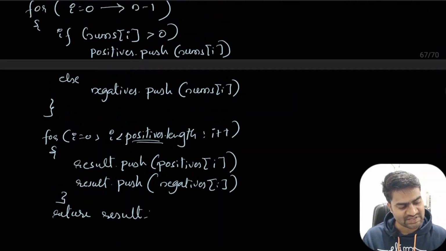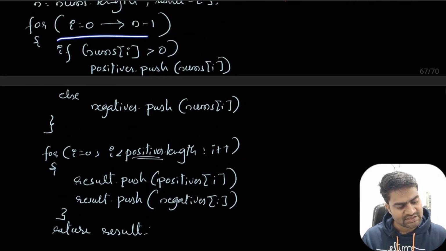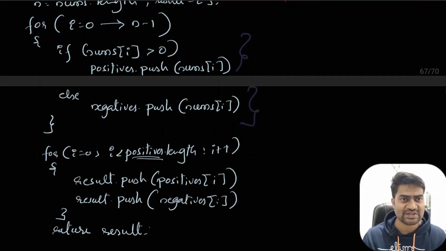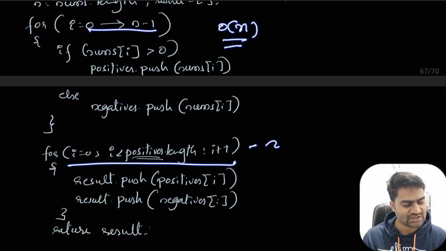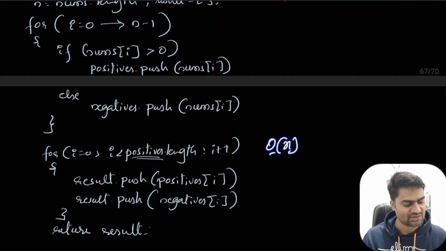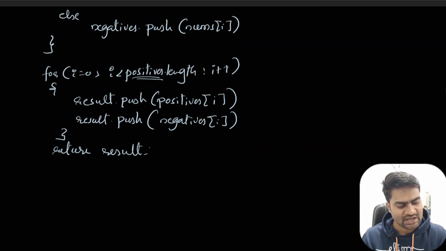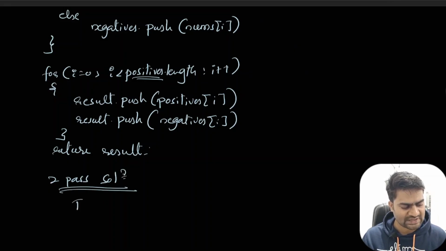Now if you see, we use this particular for loop to segregate the numbers into positive numbers and negative numbers array. So this is basically order of n time complexity. Then again we iterate almost n by 2 times, so we can consider this as order of n. So this is our 2-pass solution. That's why our time complexity is of order n.